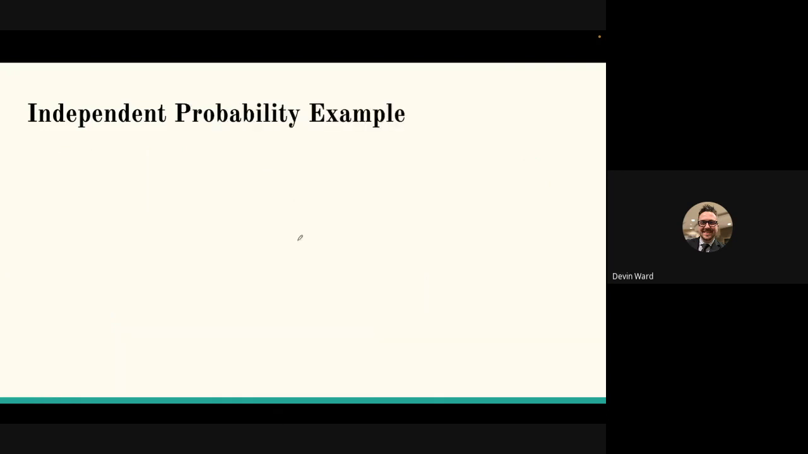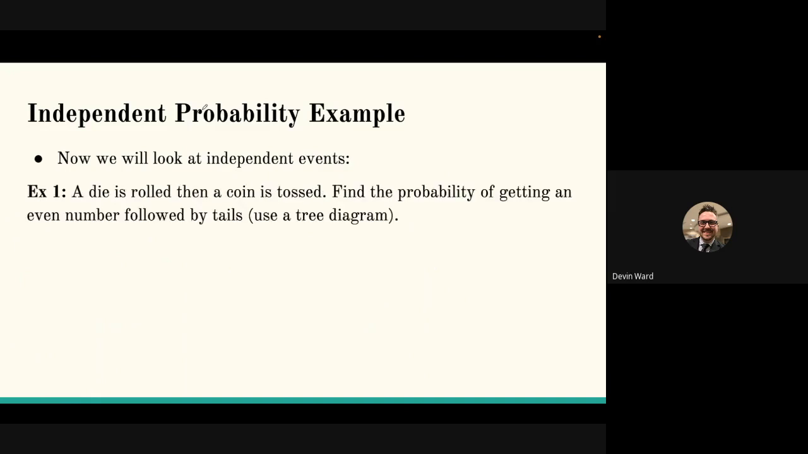Now we're going to start looking at independent probability. So when two events are independent. Here we have that a die is rolled and then a coin's tossed. We want to find the probability of getting an even number followed by a tails. And we're going to use a tree diagram to do it for the first one. So first, let's just make the tree diagram.